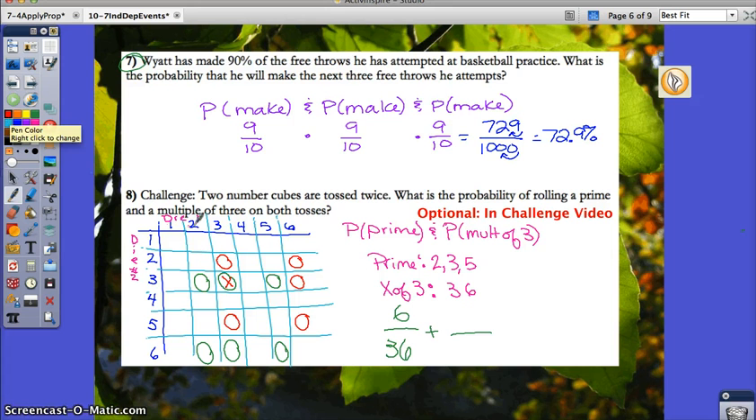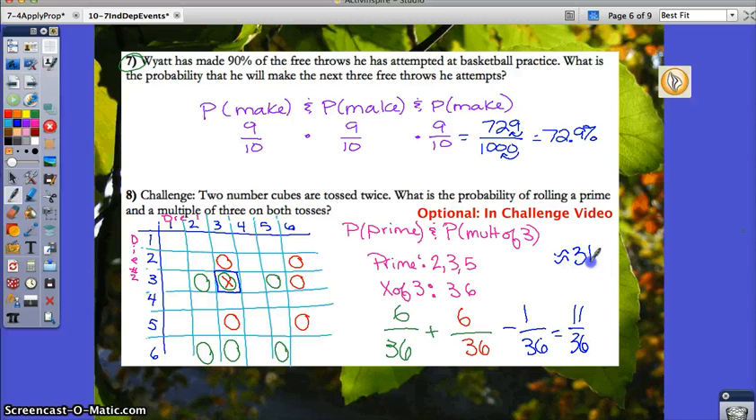How many different ways did you get the multiple of 3 first and then the prime? 1, 2, 3, 4, 5, 6. But you can see from my chart that we do have an overlap. This box right here was counted twice. I marked it twice. I need to subtract out the one that is both. If I get a 3 and a 3, I could read that either way, and I counted it twice as getting a prime and a multiple of 3. So my probability here would be 11/36. If you wanted the percent, that is about 31%.